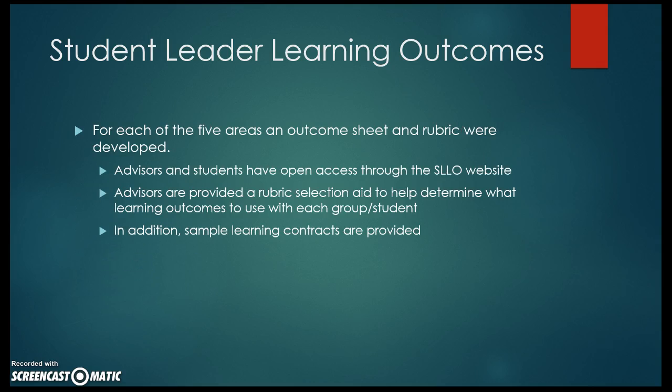So for each of the 5 outcomes, they created some rubrics and some outcome sheets that advisors and students can use throughout the year. There's more than 5 rubrics. Each area on the list has multiple areas. So for example, communication. Communication is verbal communication, written communication, and interpersonal communication. So there's a rubric for each one of those sections. The advisors and students can access all of this through the website.